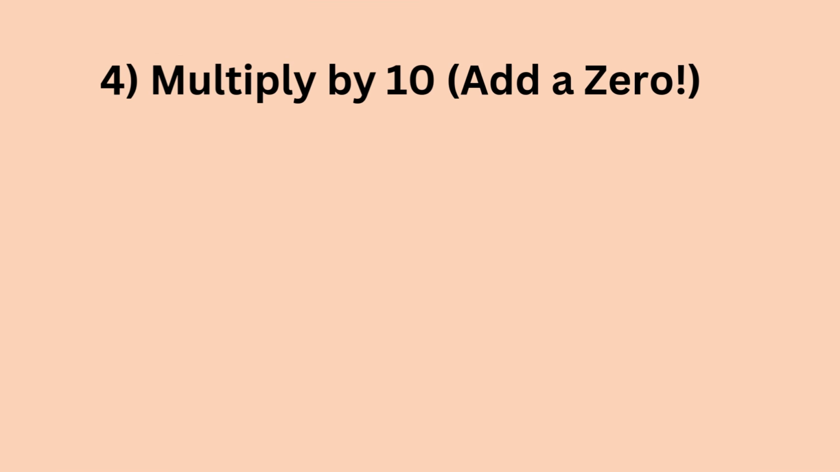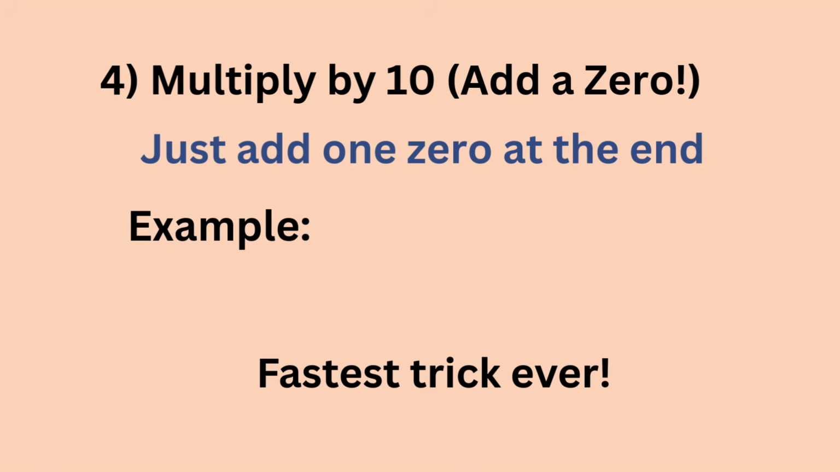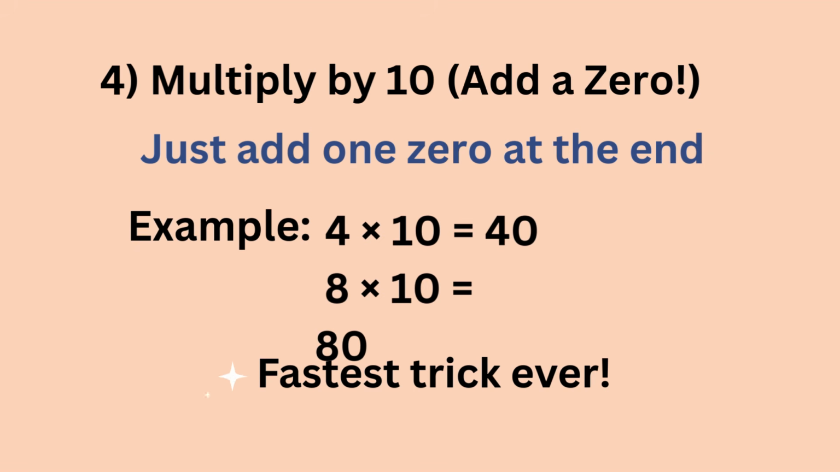Multiply by 10. Just add a 0 at the end. Examples: 4 times 10 is 40, 8 times 10 is 80.